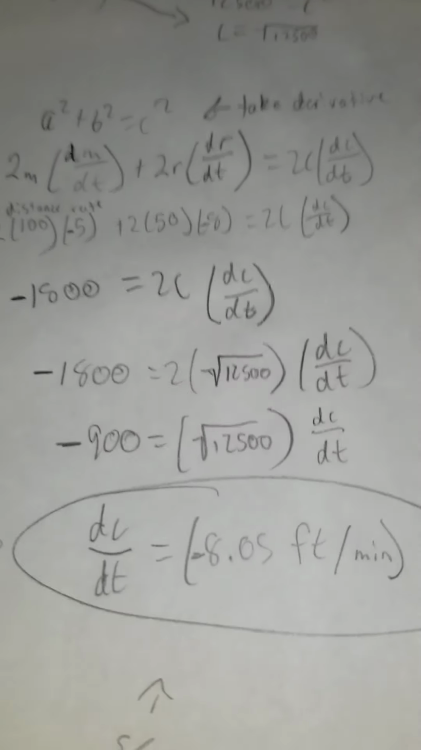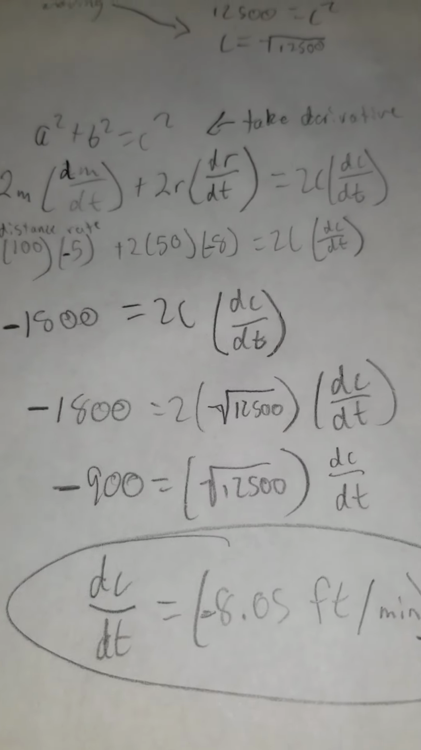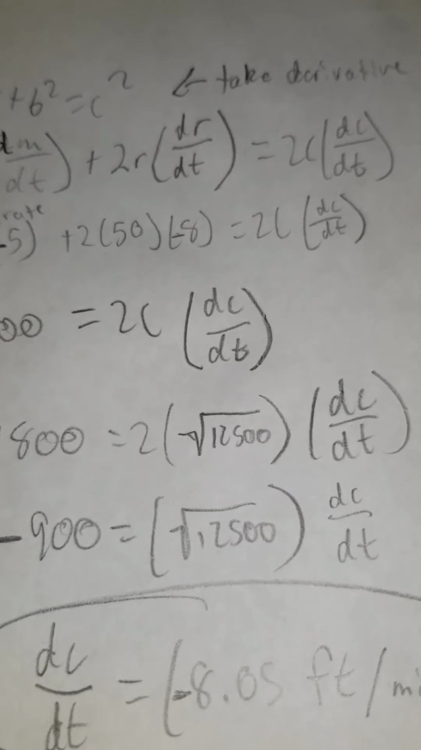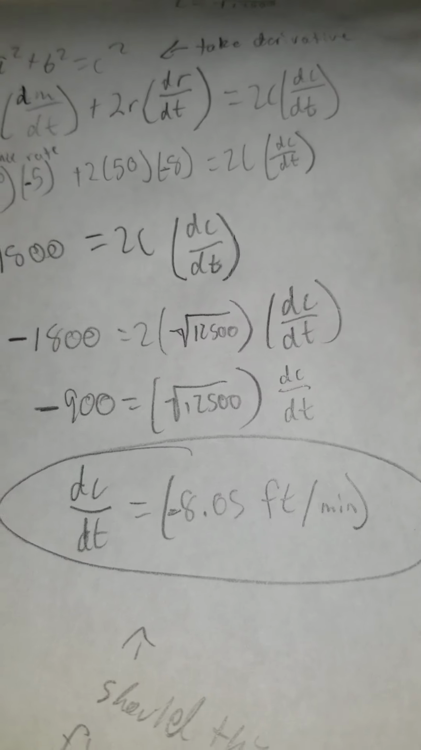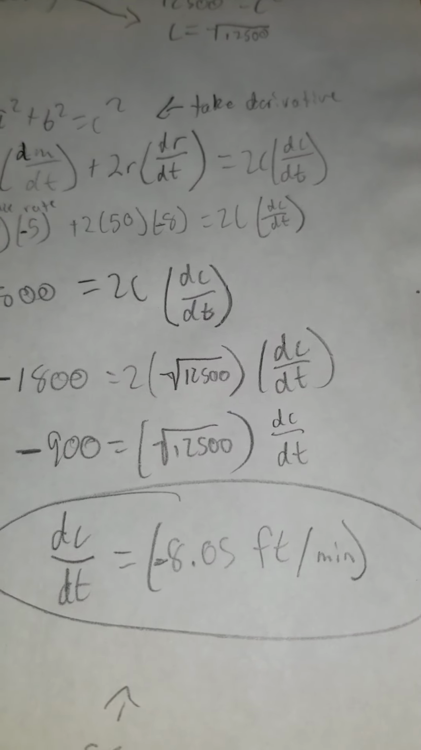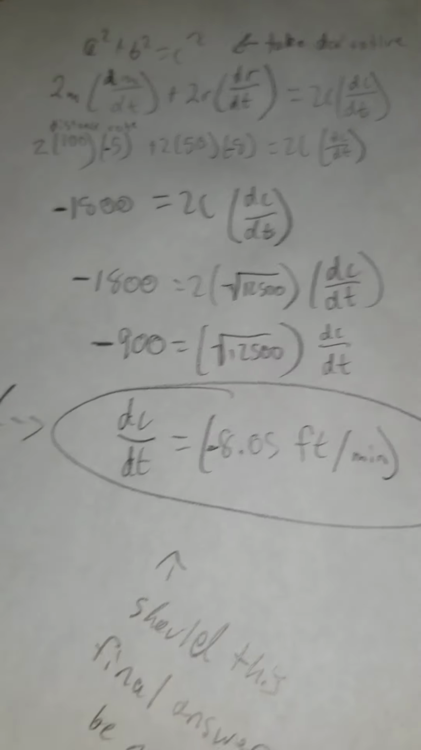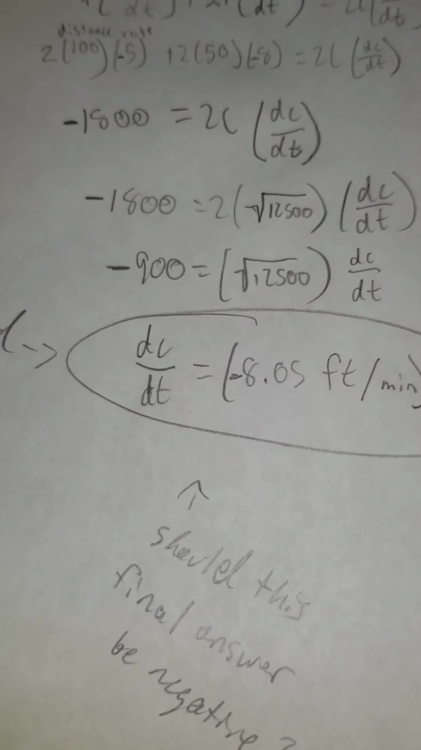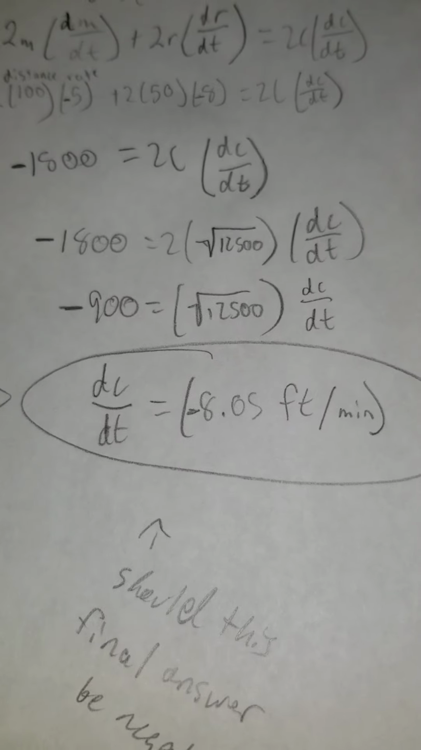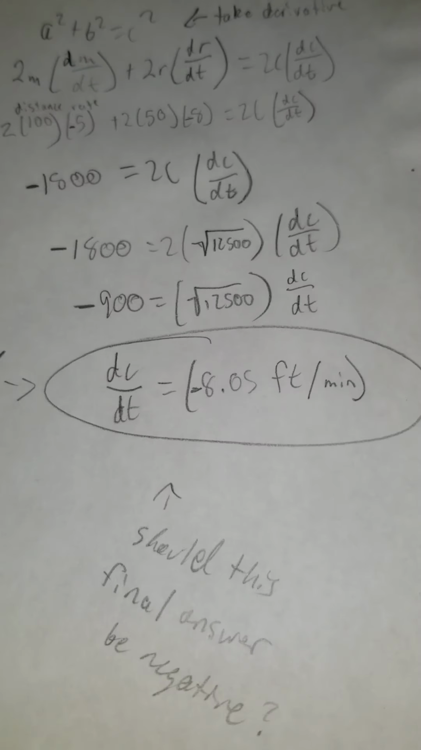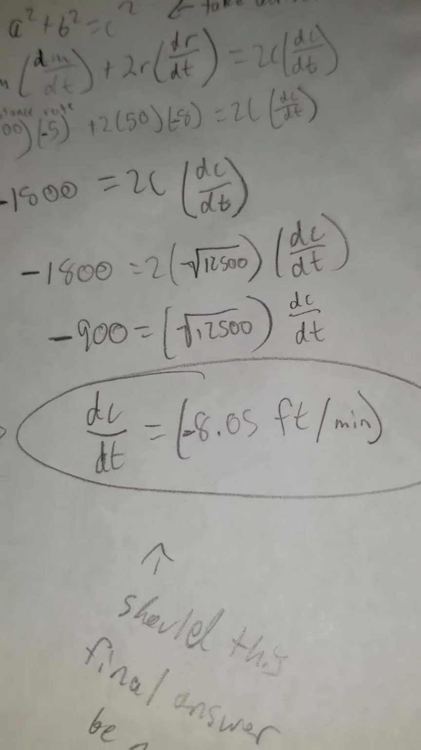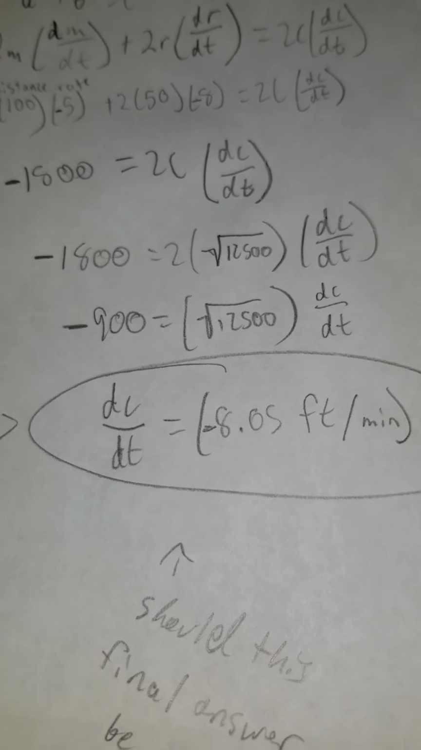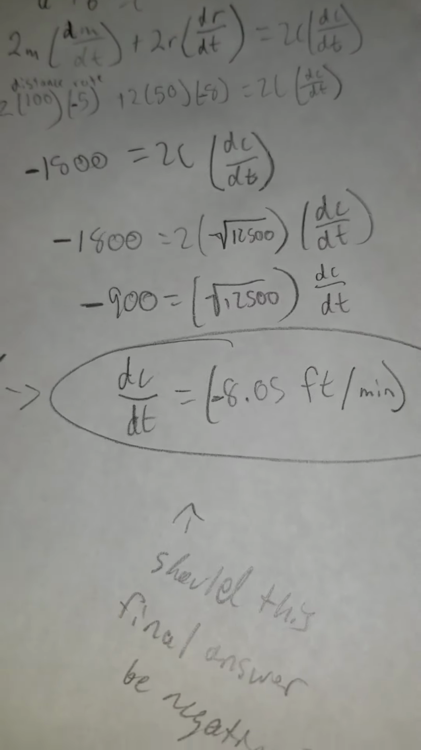We're going to plug in our value for c, which was radical 12,500. We're going to divide both sides by 2, and then divide both sides by the radical 12,500, and that gives us our changing rate, the change in the distance over time. So this is a speed with direction, a velocity, so we can give it a negative sign. So dc over dt equals -8.05 feet per minute.